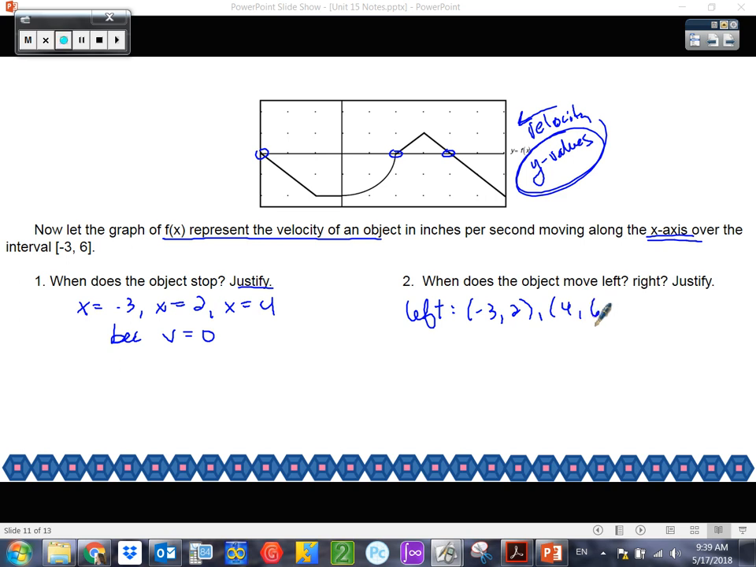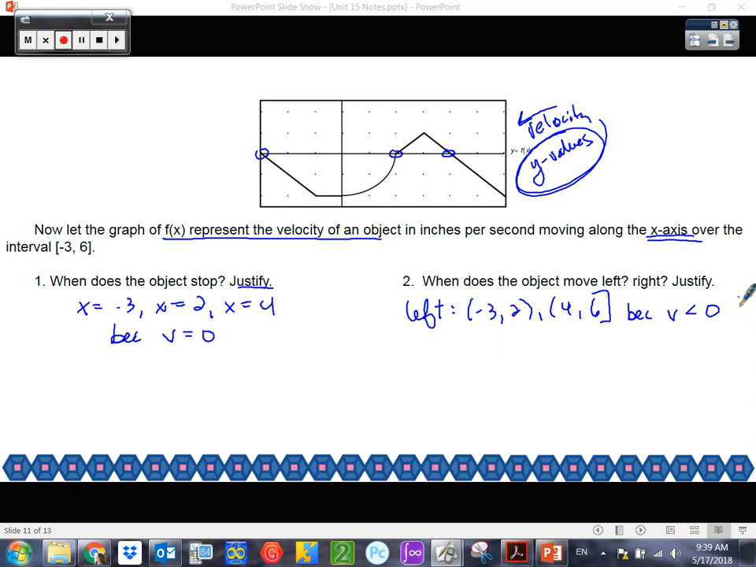Now at -3, 2, and 4, those actual velocity values are 0, right? But what about 6? Isn't that actual value negative? Shouldn't I include 6 in being part of the left movement? Because it actually still is negative. The others are 0, so we don't include those, but we would include this one, right? And we would say because v is less than 0. What an easy justification. How hard is that, right? Because velocity is less than 0.